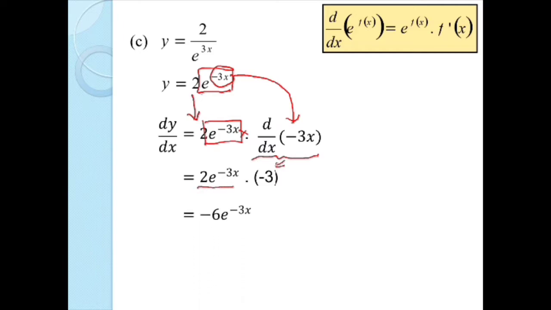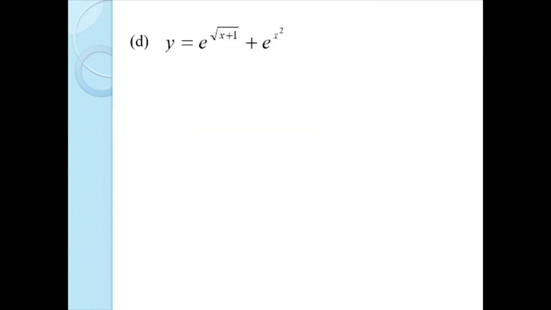Negative 3 times 2 is negative 6. And that's your final answer. Now, example 1D. We have two terms of exponentials.